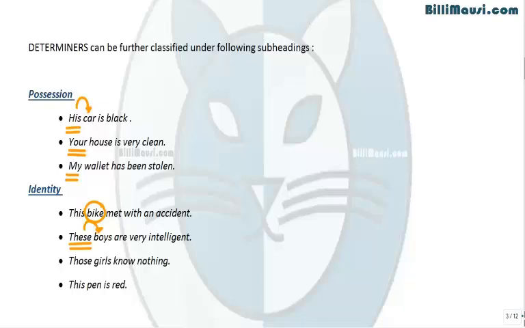Those girls know nothing. In the same fashion, those is the adjective here, or you can also say determiner of identity. This pen is red. Here you can see once again this is trying to identify which pen is red. This particular pen is red. It is trying to specify that particular pen which is red.